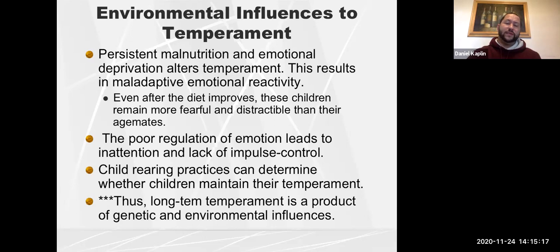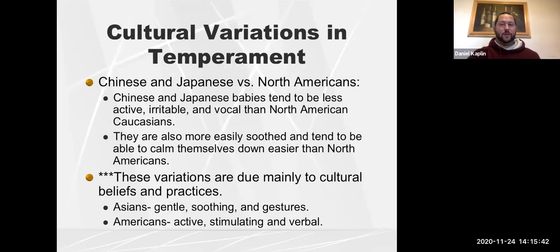And we see that if you cannot regulate your emotions, there's a lot of inattention and impulse control issues that emerge. This may manifest as ADHD. And how you raise your children will determine whether children maintain their temperament. So long story short, we have on this slide a lot of the environmental factors that drive temperament.